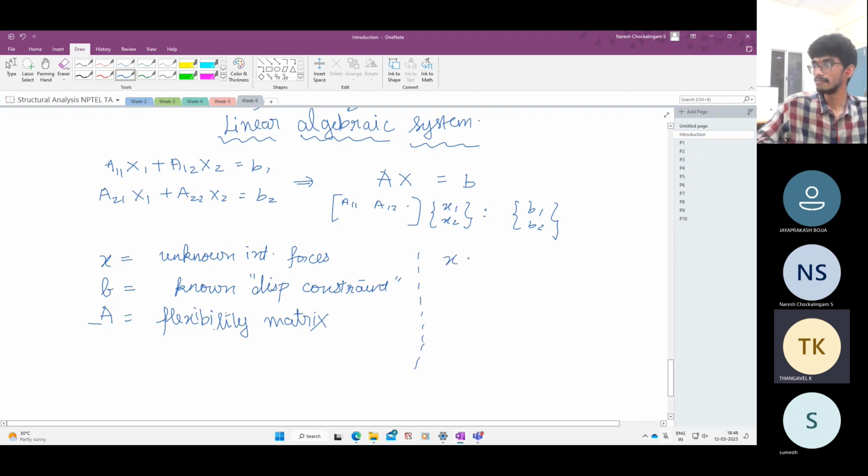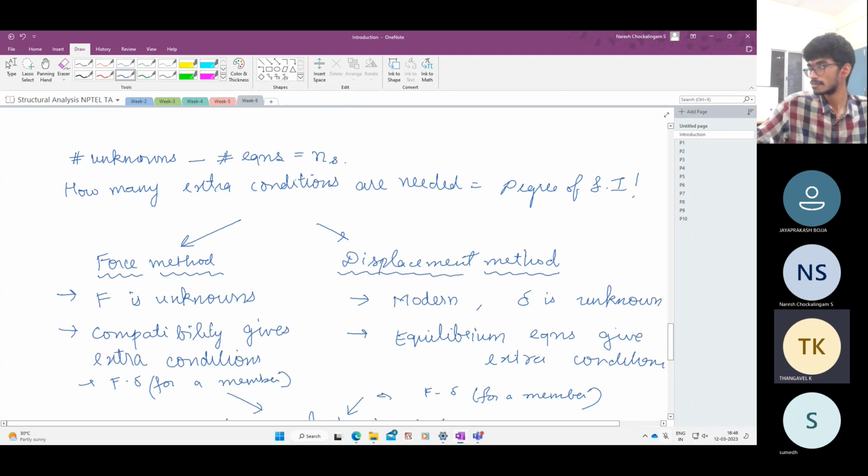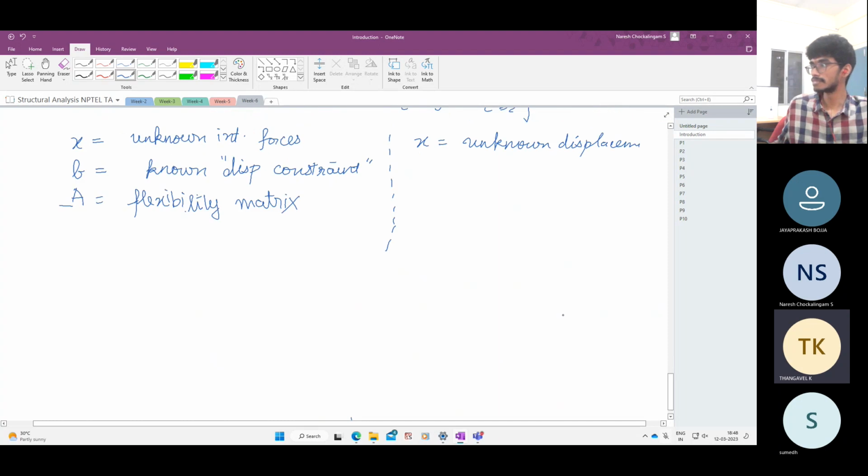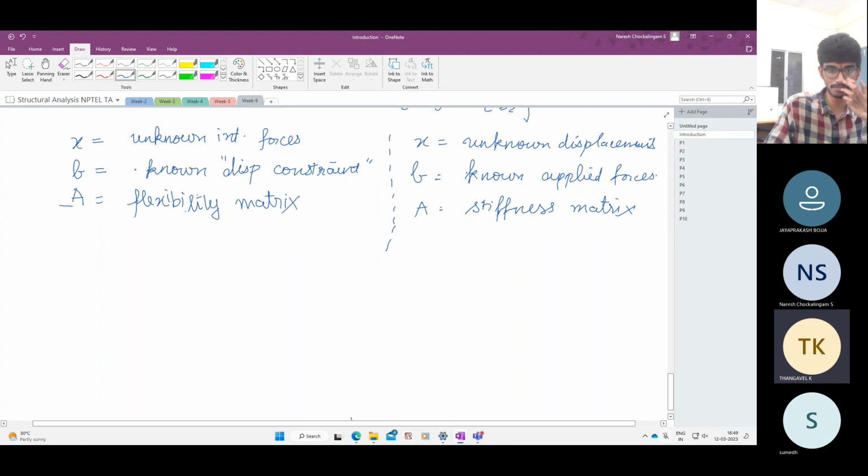And in the displacement method, x will be the unknown displacements. What will b be? b will be known applied forces. And what will A be? A will be called the stiffness matrix. So it is very simple. This is what we do.